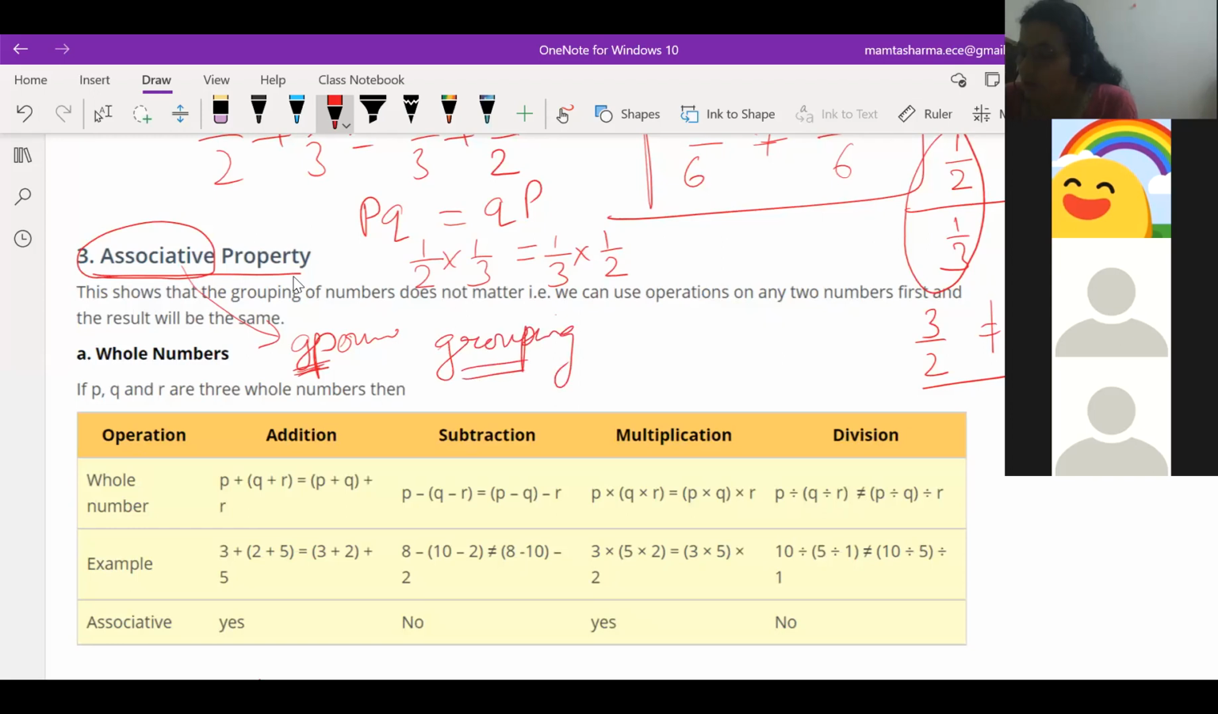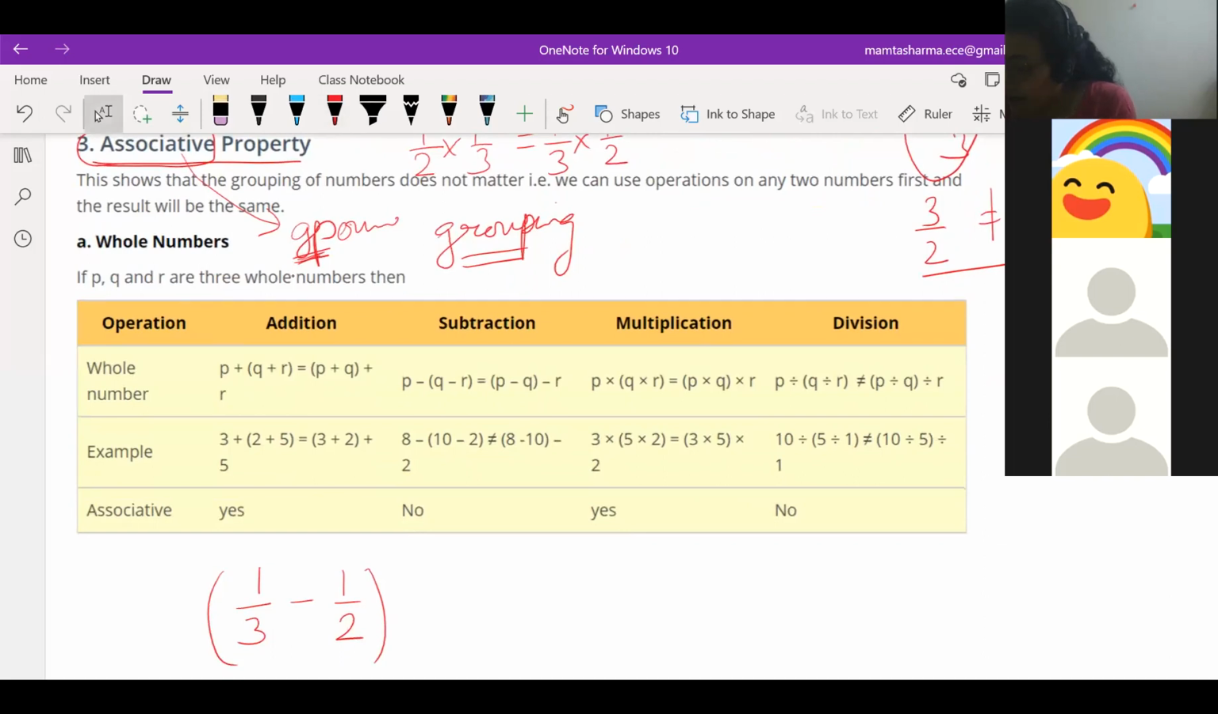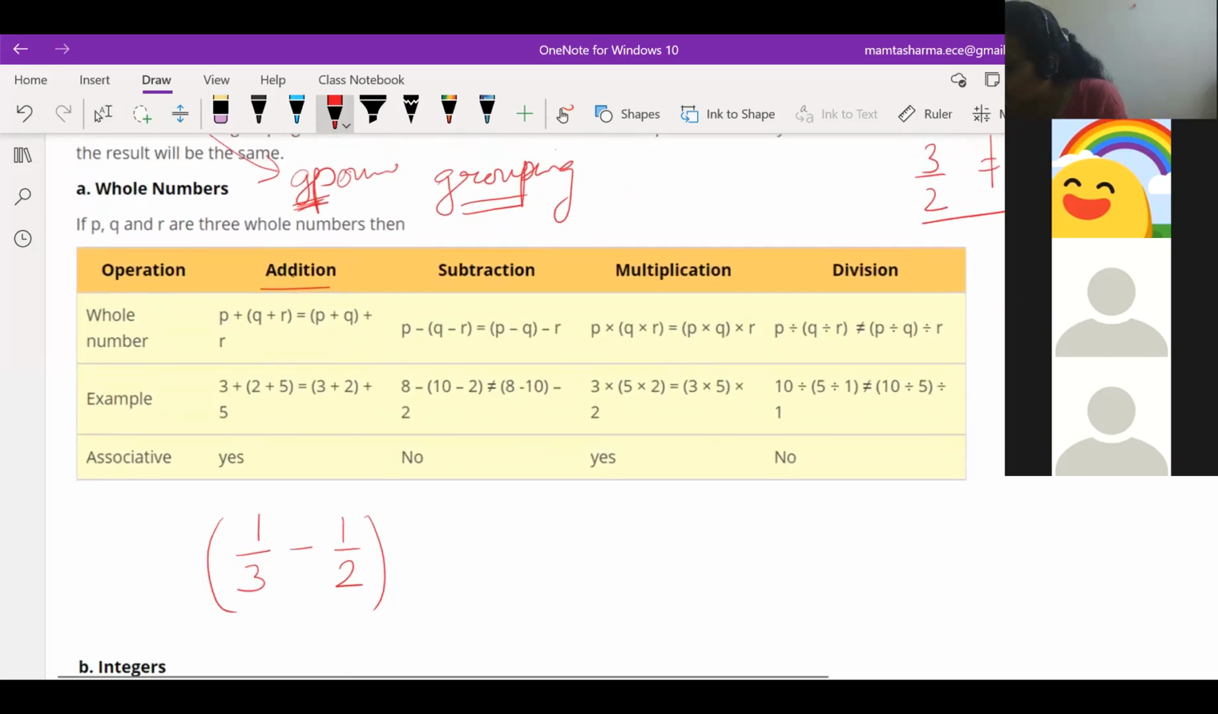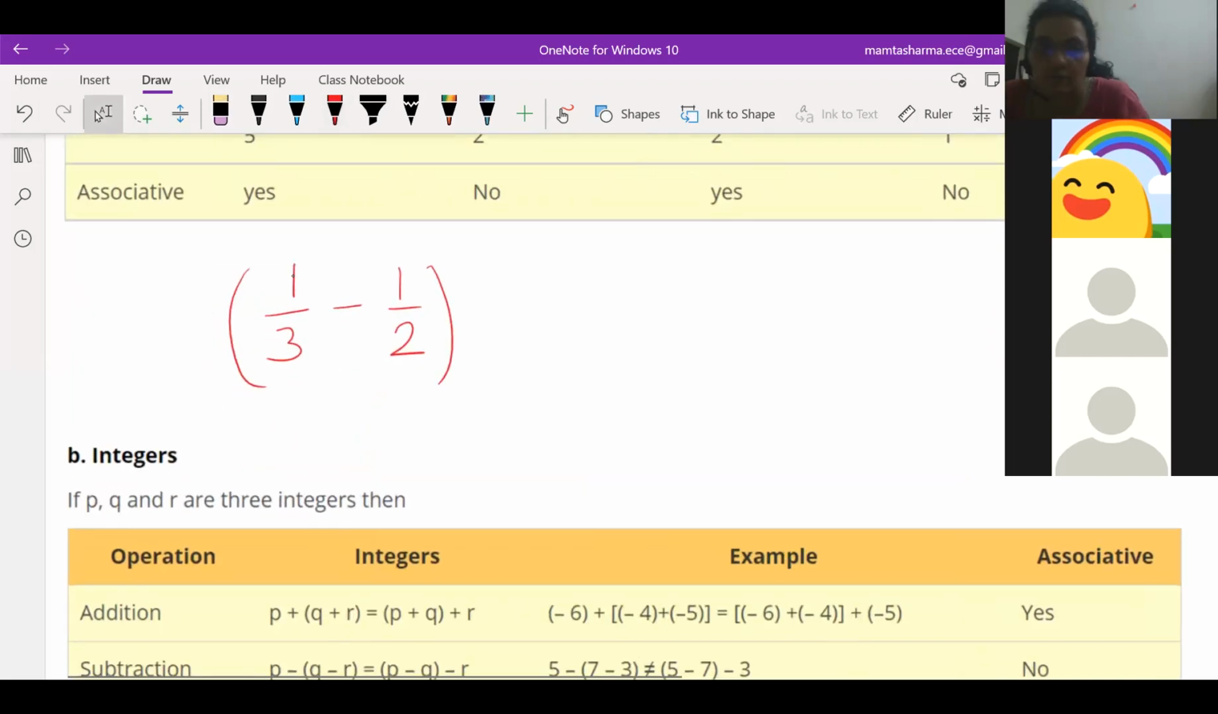Okay. Remember the term grouping. See here. Additive. Now we will see one by one. We will see for the addition. For the addition, do the integers satisfy the associative property or not? Okay, wait. We will check it.